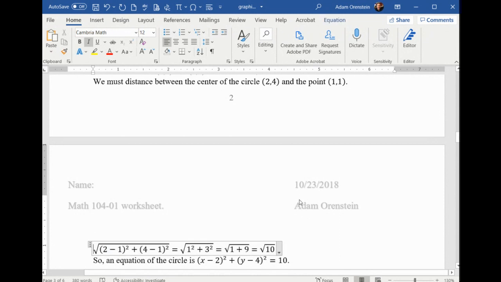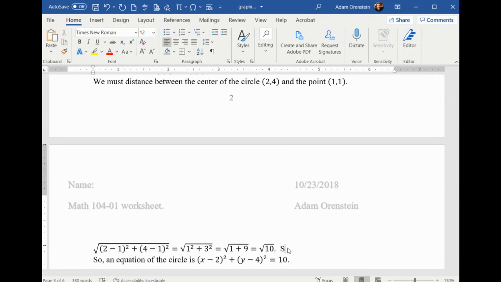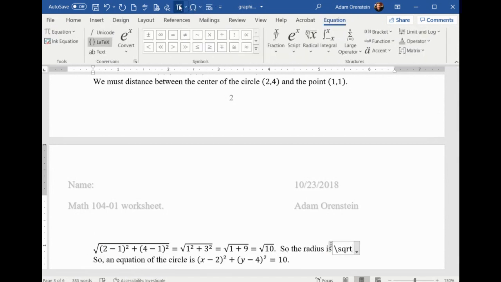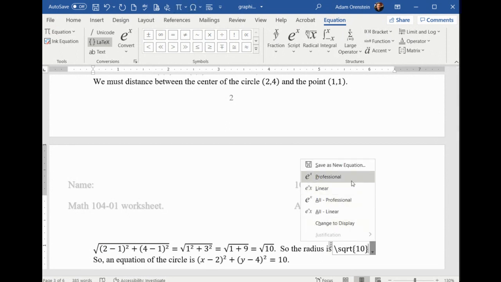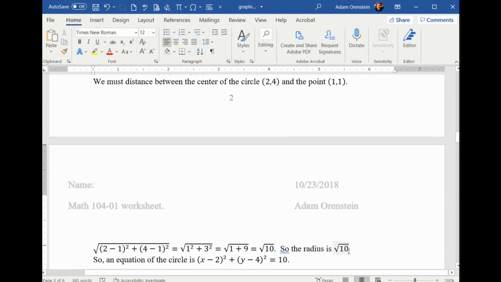Let me write that out. So the radius is the square root of 10. r squared then is 10. And that's how we get our equation of the circle here. That's what we get.